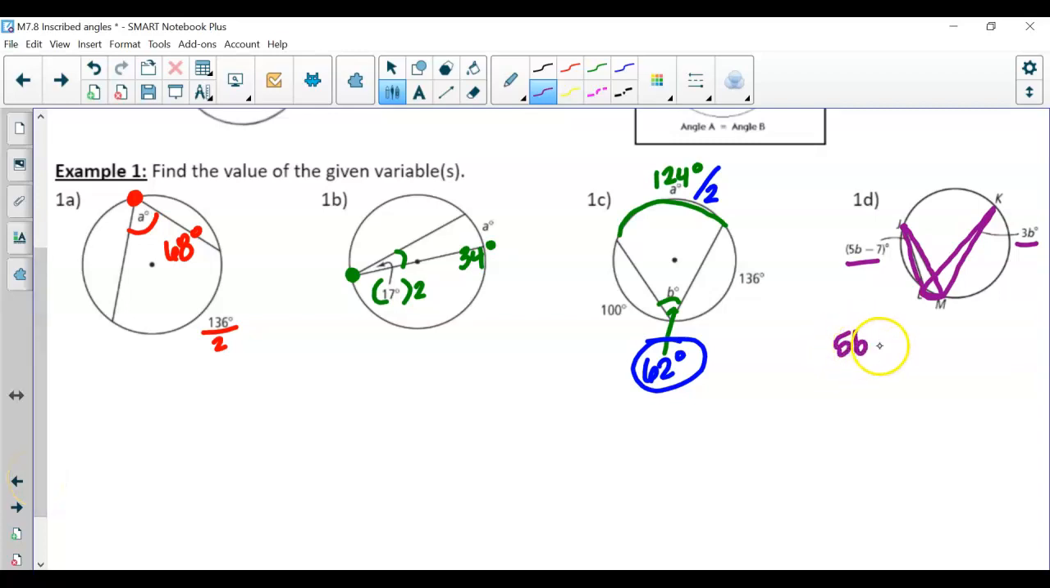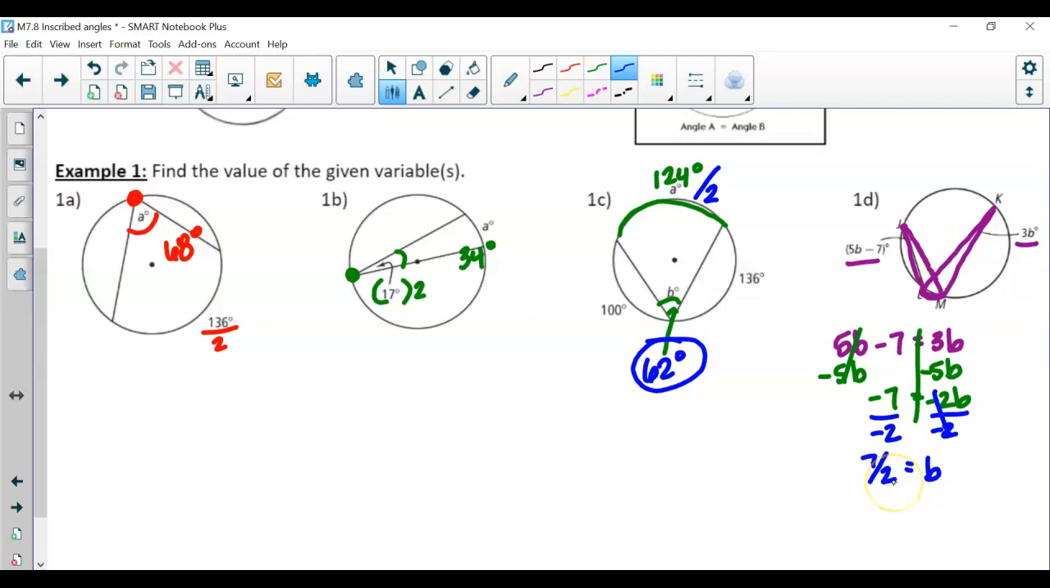So we've got 5b minus 7 is equal to 3b. And now we're just going to go through and solve. Again, I'm going to leave this alone and subtract 5b from both sides. Here I've got negative 7 is equal to negative 2b. Now to solve, divide by negative 2. And you get b is equal to 7 over 2 or 3.5 if you want to write it as a decimal.